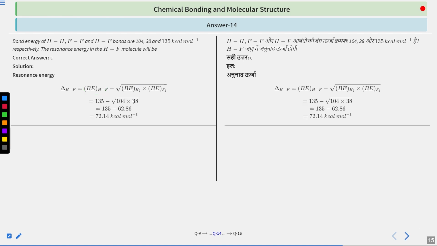Now if you put all these values, that is 135 for HF, for H2 it is 104, and for F2 it is 38. If you put all this, you will get 135 minus 62.68. So this value comes out to be 72.14 kilocalorie per mole, and that is your overall resonance energy. Clear? So in this way you will solve this question. Now moving on to the next question.